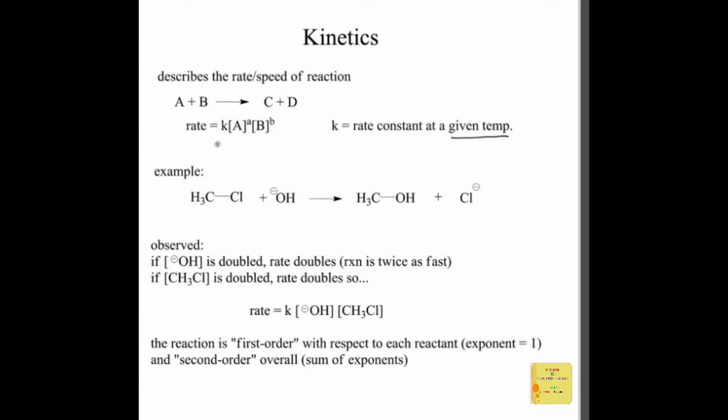And the way that this rate expression is determined is experimentally. The concentrations are varied and the rate is measured, and that's how the exponents are set. So here's an example. In this reaction, we have chloromethane reacting with hydroxide to give methanol and chloride. When this reaction was studied, the following observations were made.